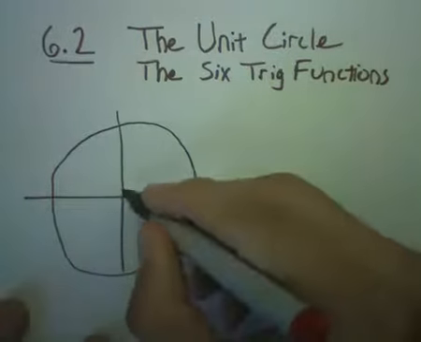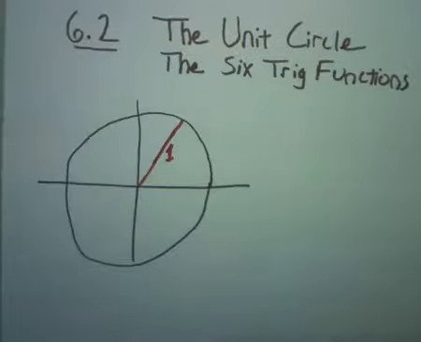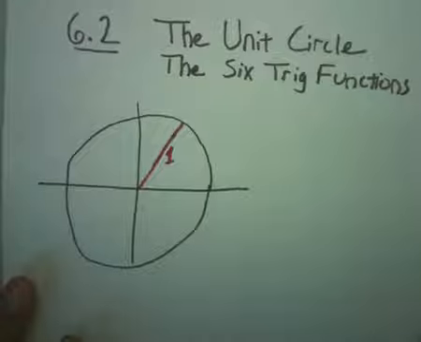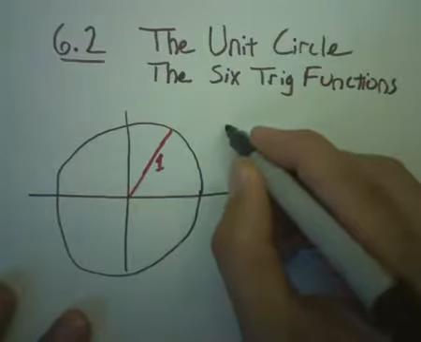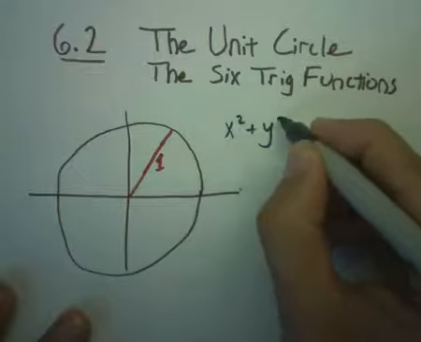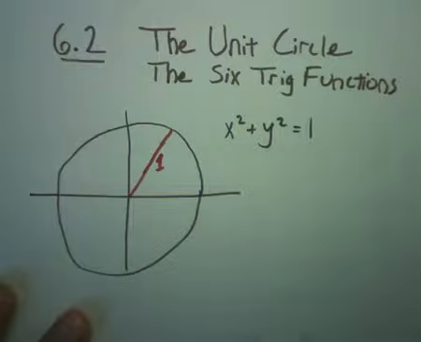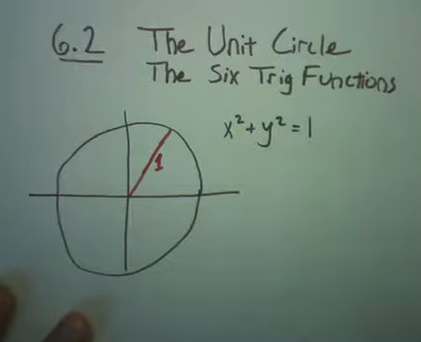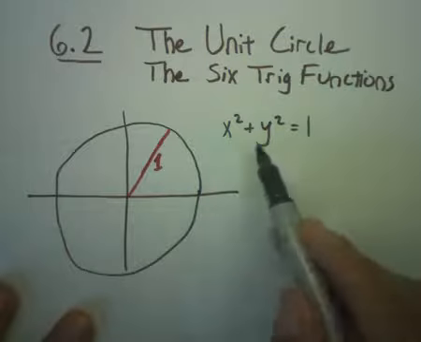So this would be 1 centimeter or foot or mile or whatever, but 1 unit. And you might recall the equation of circles centered at the origin is x squared plus y squared equals r squared. And if the radius is 1, then r squared is also 1. So every point on this unit circle is going to fulfill this particular equation.